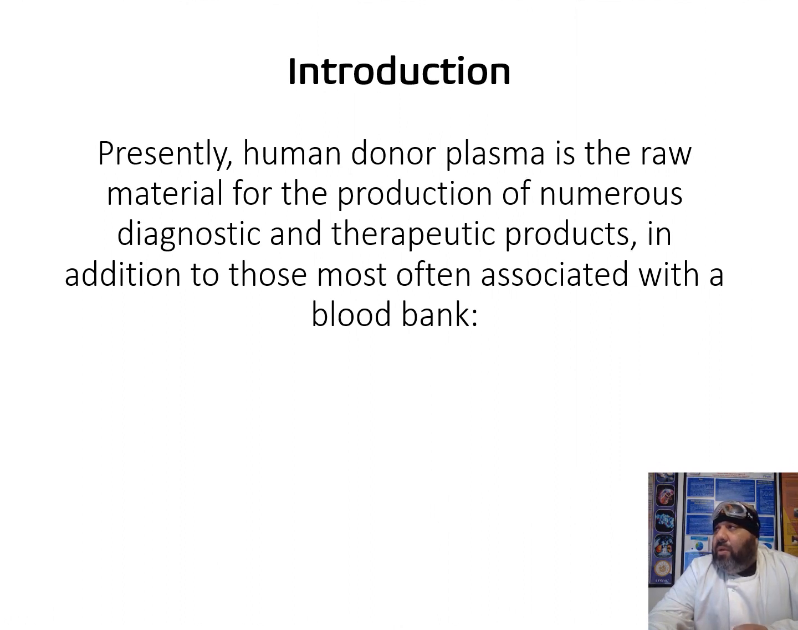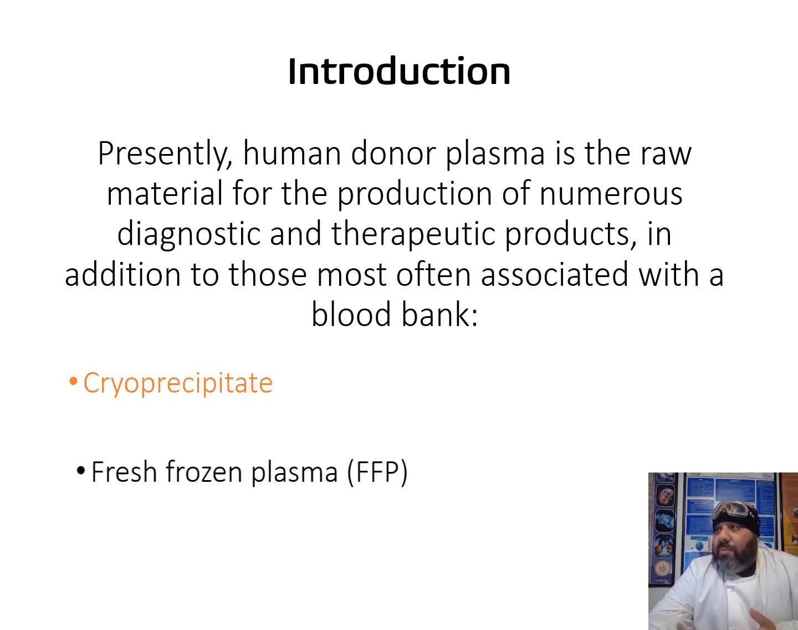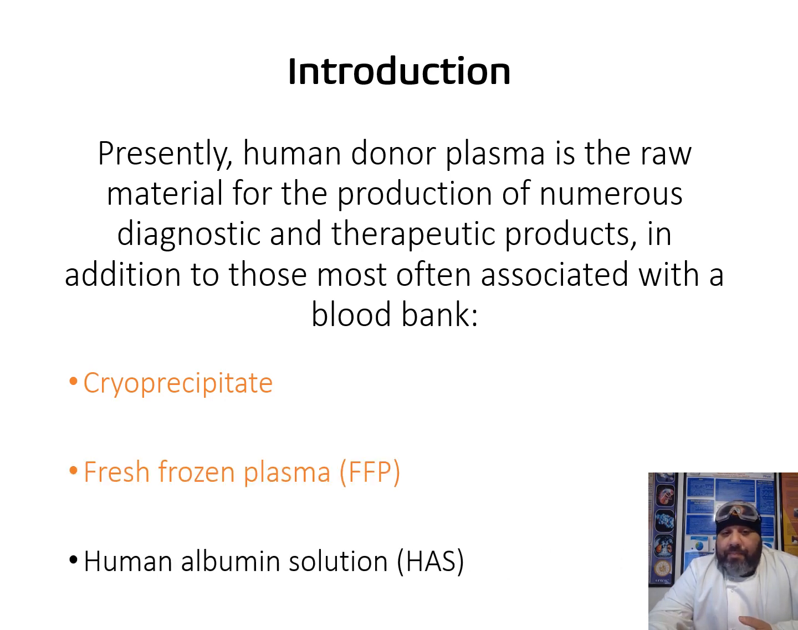And presently, human donor plasma is the raw material for the production of numerous diagnostic and therapeutic products, in addition to those most often associated with transfusion laboratories and blood banks. In line with this, the raw products that can be identified relating to plasma or plasma products are cryoprecipitate, fresh frozen plasma, and human albumin solution.